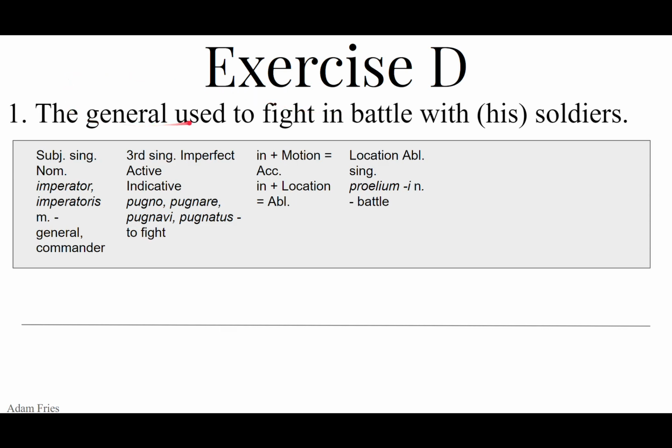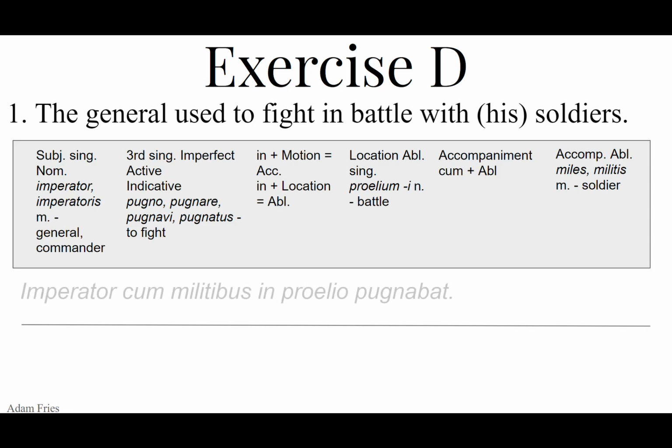And the general did this action, the fighting, alongside, in the company of soldiers, which we can imply are his soldiers. If the word's in parentheses, you don't translate it into Latin. So with soldiers. With, that's accompaniment. It is indicated in Latin by the preposition cum plus the ablative. So we want the ablative of miles, militis, masculine, soldier. So cum militibus. Altogether, we could have something like imperator cum militibus in proelio pugnabat.